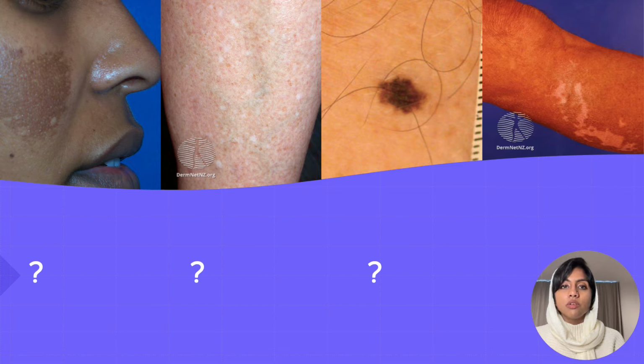So just pause the video for a moment and see what things you can identify. And whenever you're ready, just replay the video and let's get started. So when you see these images, you can see 4 images in front of you. So let's start with the first image.